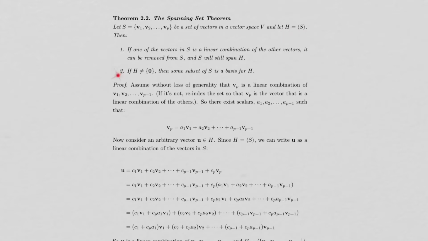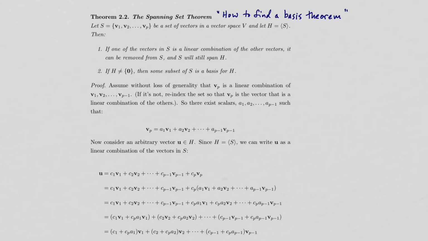The second thing we can say is if H is not equal to the set that contains a zero vector, then some subset of S will be a basis for H. So really, we can think of the spanning set theorem as the how-to-find-a-basis theorem. So if we're given a set of vectors, we can check to see if it's a basis, and if it's not, we can turn it into a basis. So if we're given a set, and we'll do an example of this soon, and asked, is this set a basis? Well, we check to see, is it linearly independent? Is it a spanning set? If it is both of those, then it's already a basis.